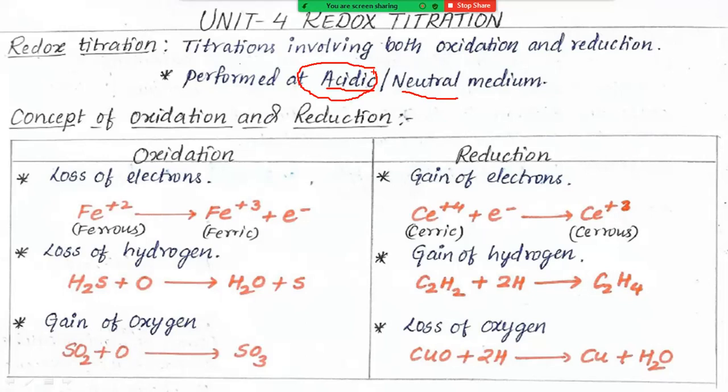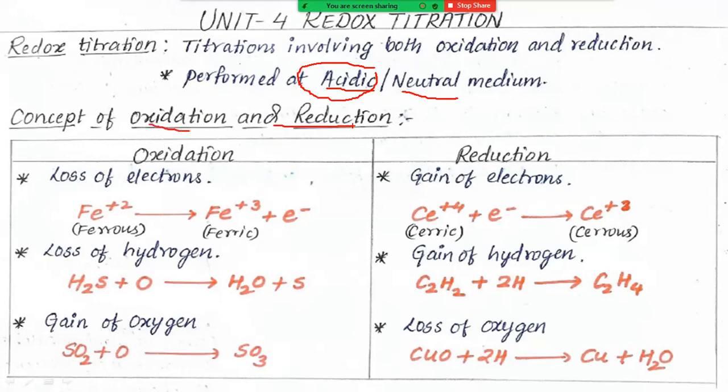Whereas in case of complexometric titration, we need to perform the titration in the presence of basic medium. So this is the main important difference that we need to identify. And what is oxidation and what is reduction? Many students are getting confused with oxidation and reduction.